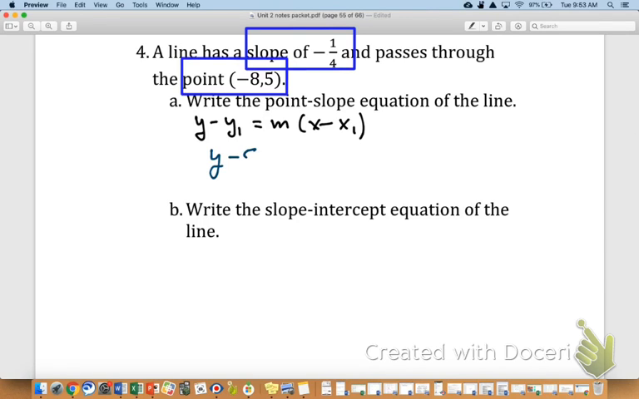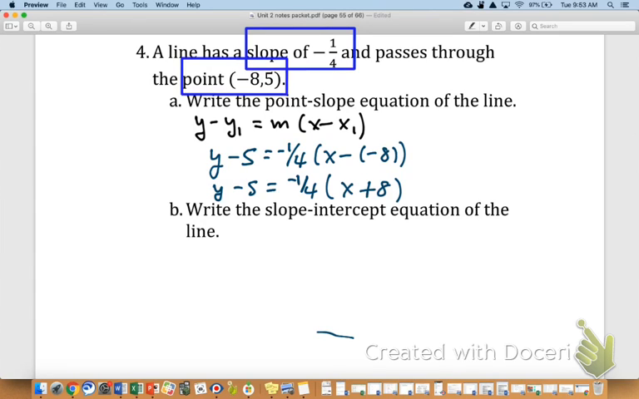y minus the y coordinate equals the slope times x minus the x coordinate. If you wanted to clean it up a little bit, you could have y minus 5 equals negative 1/4, parentheses x plus 8. Yeah, totally. Okay, just like the answer. For A, that's definitely the answer for A.